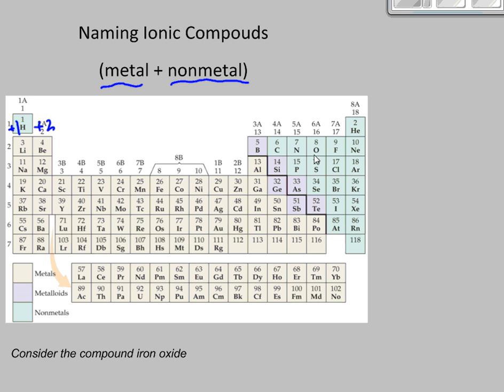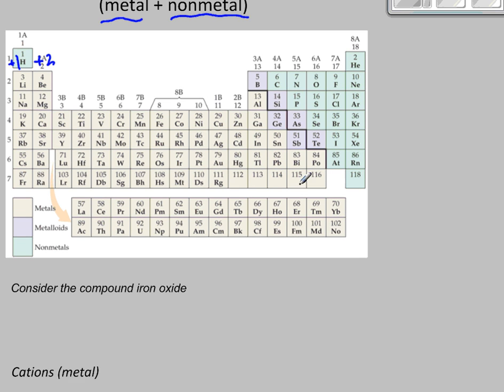Now, today we're going to take this a step further. We're going to start naming compounds that include transition metals, which is this region on the periodic table. And the thing about transition metals that makes them a little bit different than other metals is that they can form more than one cation. At least several of them can.